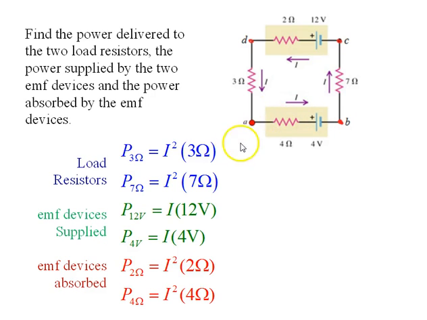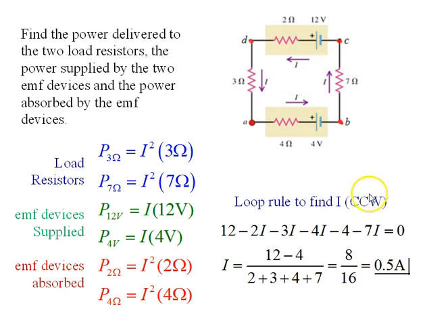So if we want to find these powers, we can use our I squared R for resistors, or I times V, the EMF, for our EMF devices. So we need to find the current. We can use our loop rule to find the current. If we use our loop rule, we can start at C and end at C. So we have 12 minus I times 2 minus I times 3 minus I times 4. Opposite direction, potential decrease, so we have a minus 4 and then our minus I times 7. We can solve. We have the difference now in the EMFs in the direction of the current divided by our total resistance, and we get 0.5 amps.